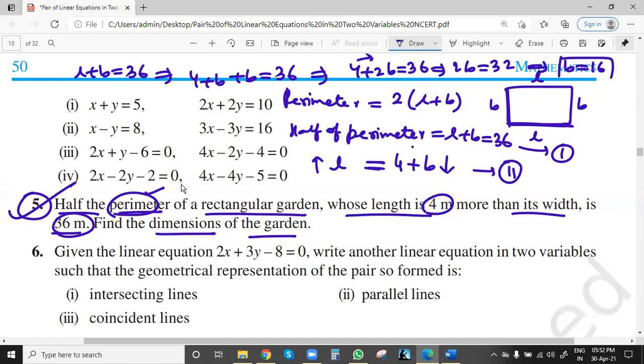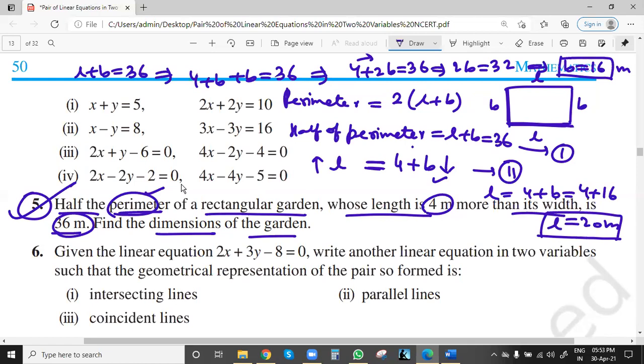16 meter, obviously, because length and breadth are in meter. And we can put the B value in the second equation. In any equation we can put, but I will prefer the second equation because it is easier. 4 plus B. So 4 plus 16 is 20 meter. So length will be 20 meter and breadth is 16 meter.